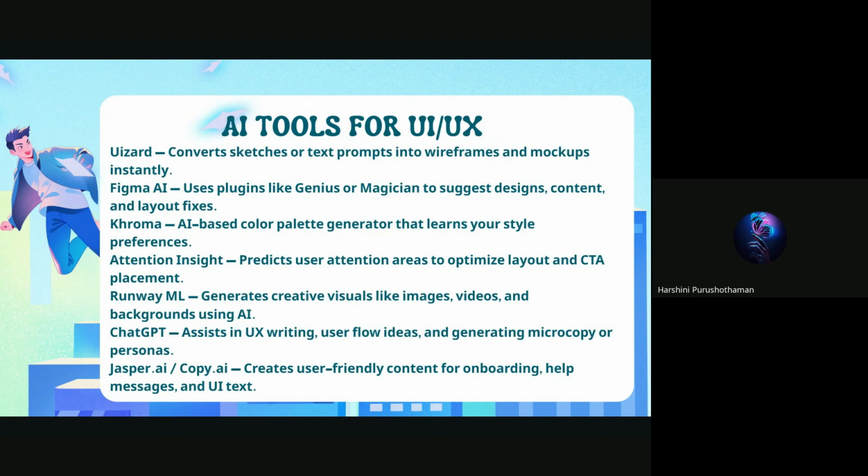So AI tools like UIzard, Figma AI, Khroma, Attention Insight, Runway ML, ChatGPT, Jasper AI, or Copy AI. So these AIs are used for specific functions. As per the slide, UIzard converts sketches and text prompts into wireframes and mockups instantly. So using UIzard, we do not sit for hours making a low fidelity or high fidelity wireframe. Within minutes, the prompt we give can be converted into wireframes and mockups for the application.